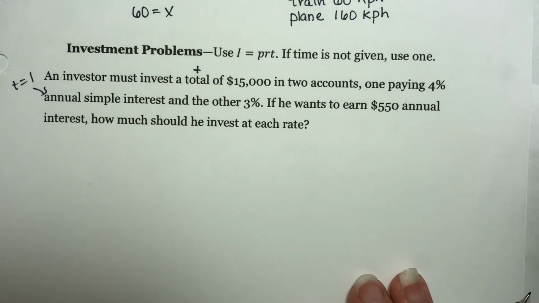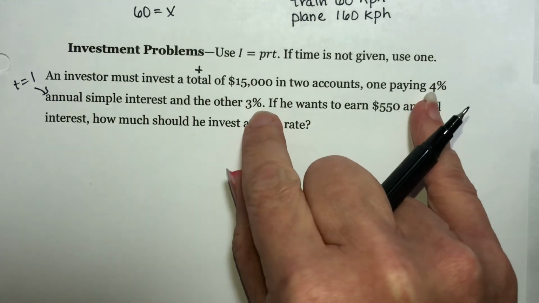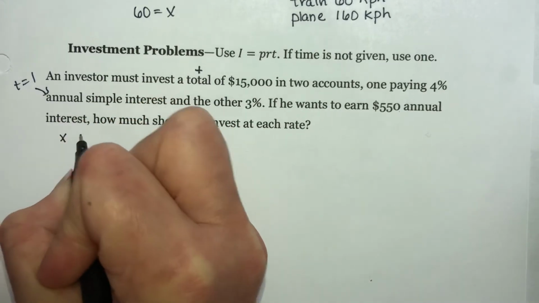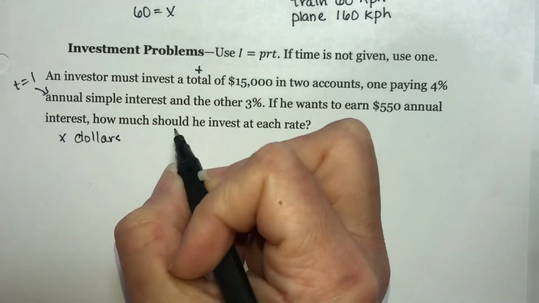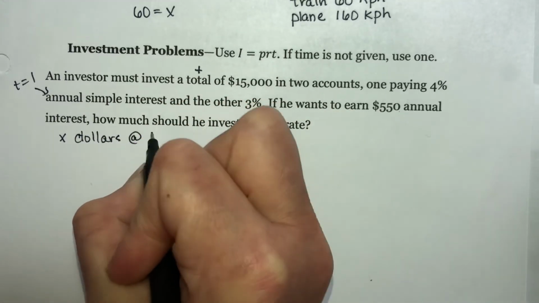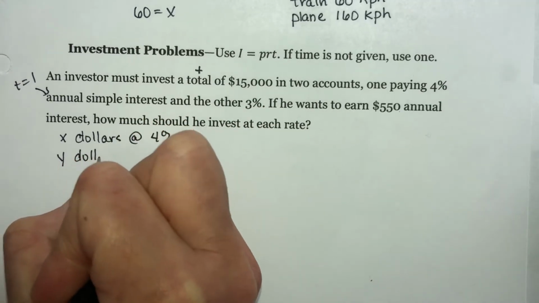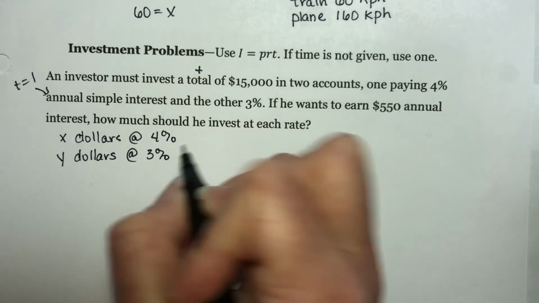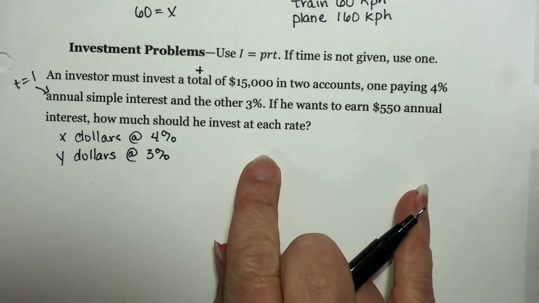Okay, so I need to assign some variables. I know I have 2 investments. So let's say I have X dollars invested at 4%, and I have Y dollars invested at 3%.